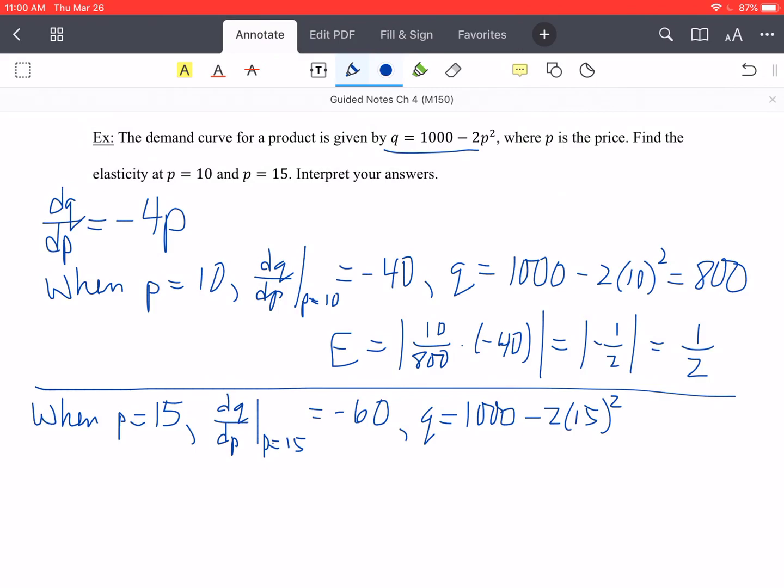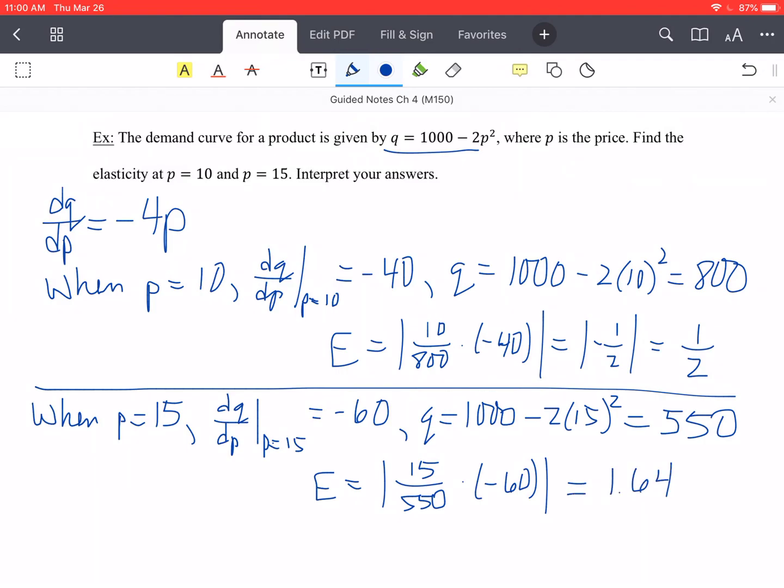450. And then 1,000 minus 450 is 550. Okay, so let's find the E value here. So that is the absolute value of P over Q, so 15 over 550, times the derivative, so negative 60. Okay, and if we find this one out, we'll find that it gives us a value of about 1.64, as a decimal.